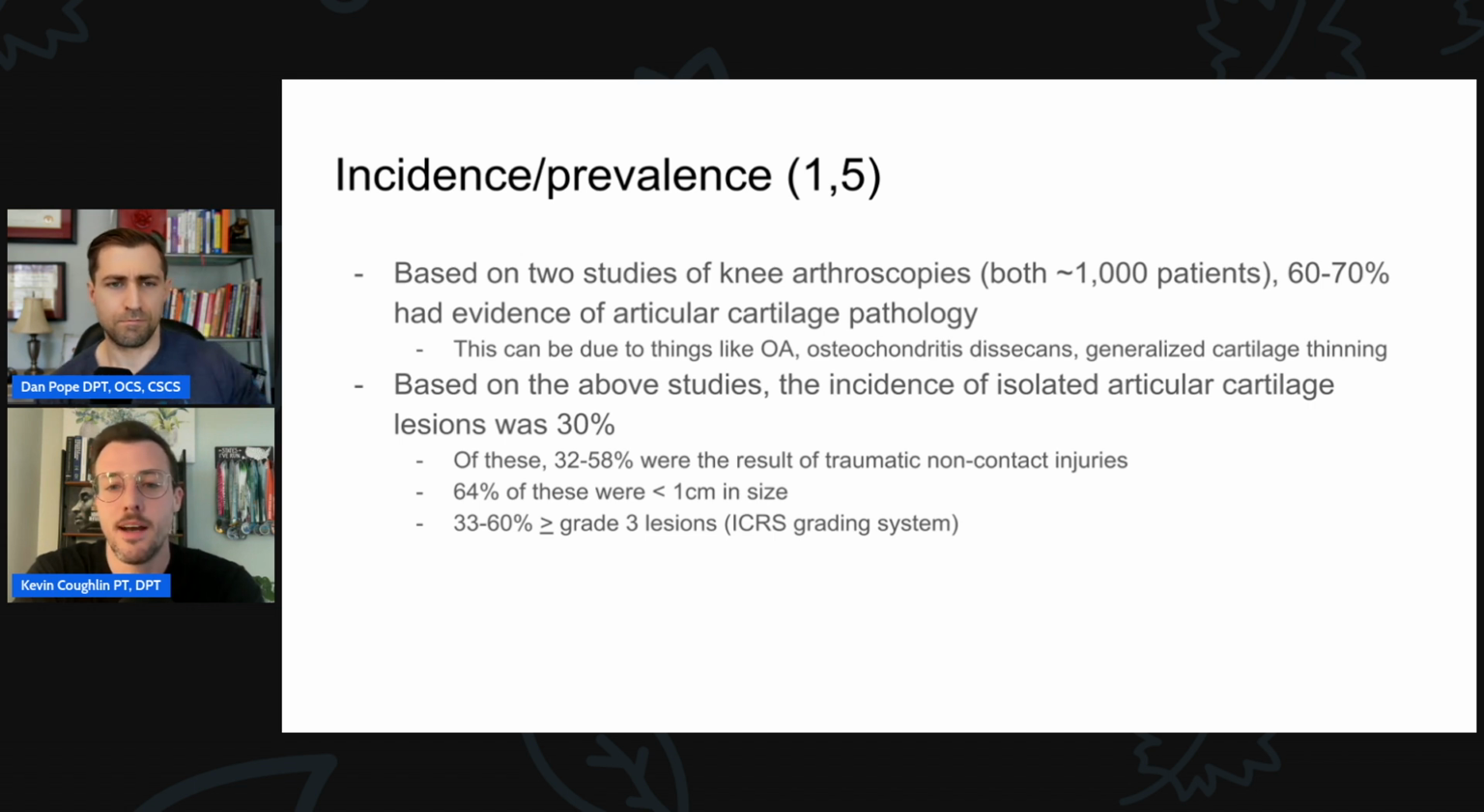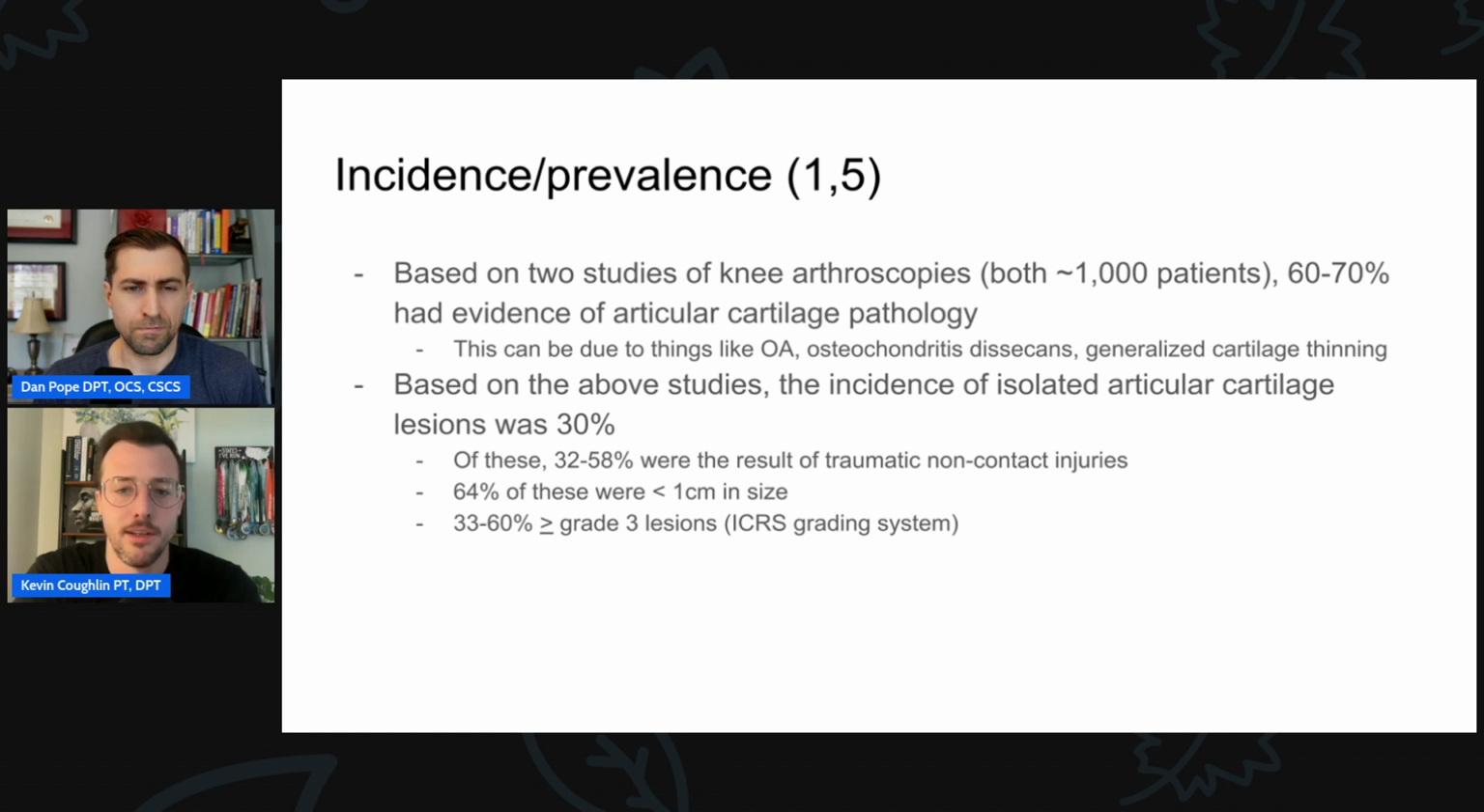So based on 2 studies of knee arthroscopies, both had roughly 1,000 patients. They saw that somewhere between 60 and 70% had evidence of some type of articular cartilage pathology. That's not necessarily a defect like we're focusing on, but this could be things related to osteoarthritis, osteochondritis dissecans, or just generalized cartilage thinning. But based on those above studies, the incidence of isolated articular cartilage lesions or defects was about 30%. And so these were, I think, in not just athletes, kind of a whole spectrum of folks with a pretty big age range.